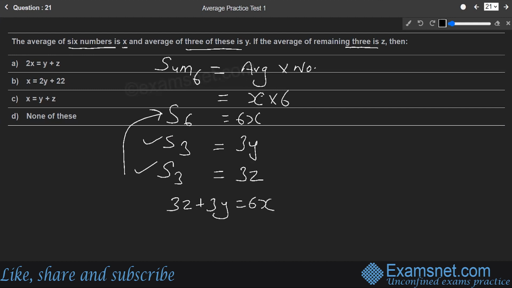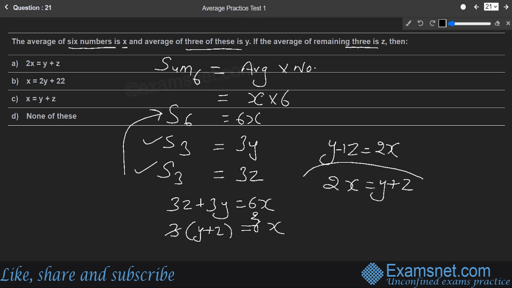That is the ultimate sum. If we take 3 common from this, we get Y plus Z is equal to 6X, then 3 can cancel this 6 by 2. So ultimately the connection comes out as Y plus Z is equal to 2X, or we can write it as 2X is equal to Y plus Z. So let us see where it is available. It is available in option number A. So it becomes the right answer for us here.